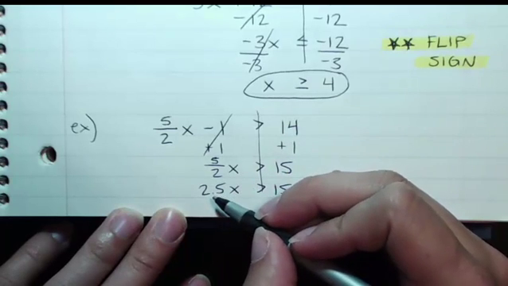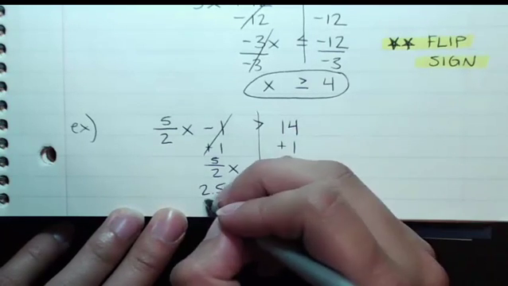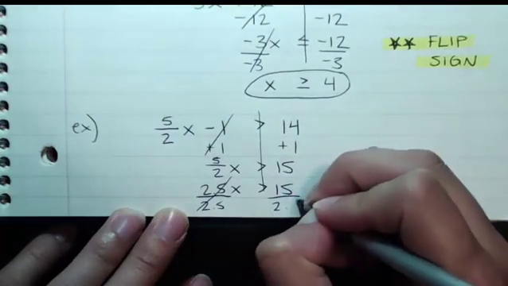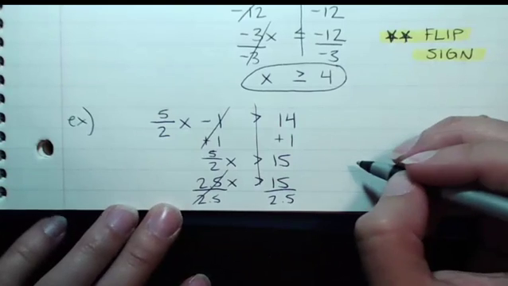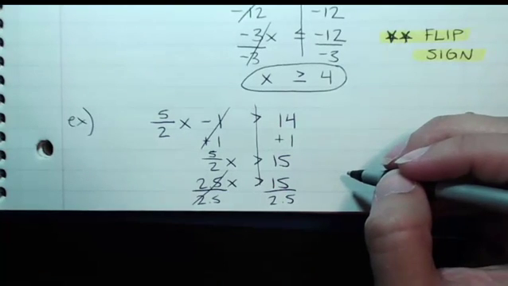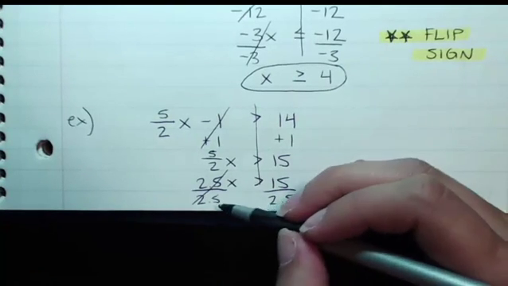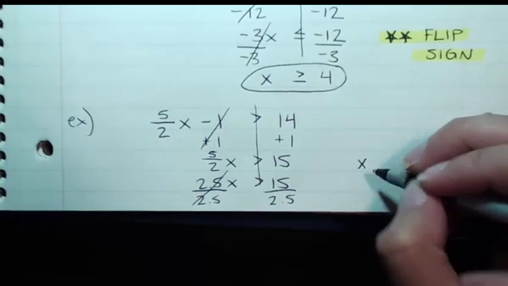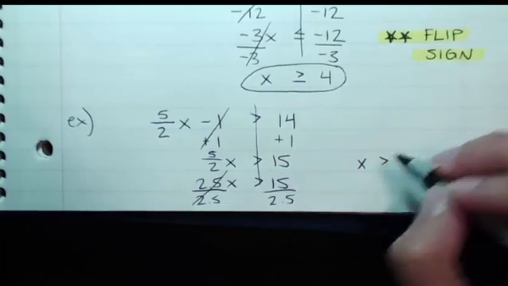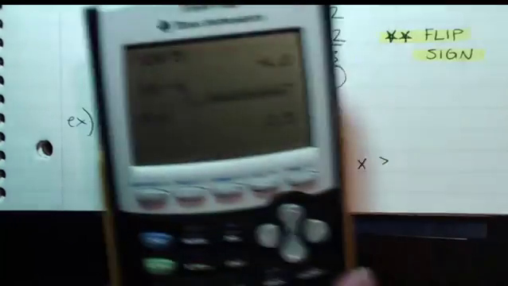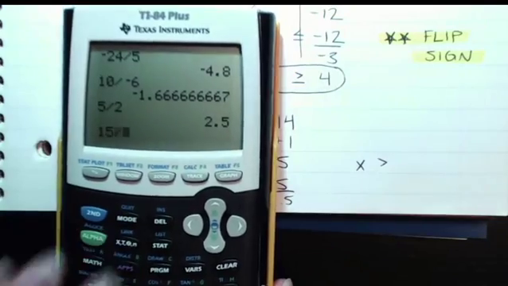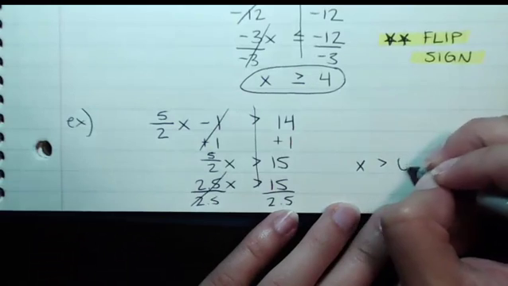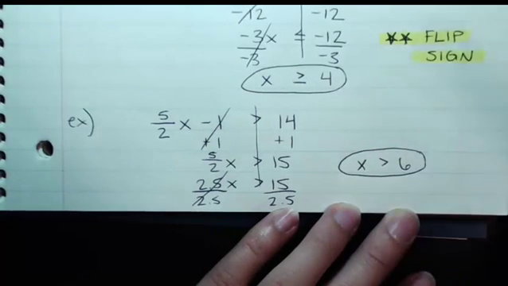Since I'm multiplying the 2.5 times the x, I'm going to divide by 2.5 on both sides. Now, do I have to flip the sign here? No, because this is a positive number divided by a positive number, not a negative. So my answer ends up being x is greater than 15 divided by 2.5 is 6. x is greater than 6.